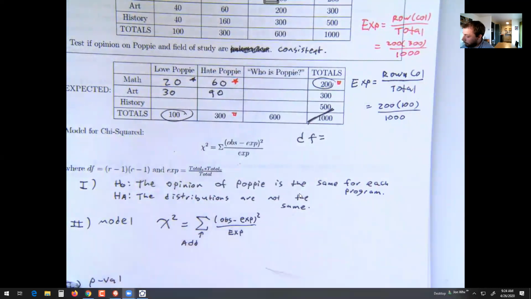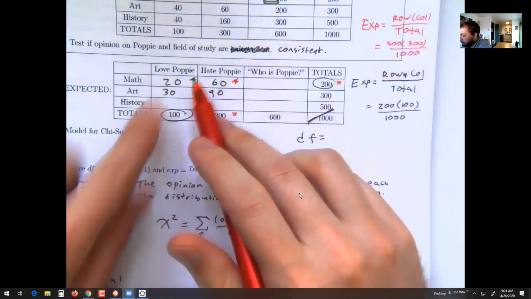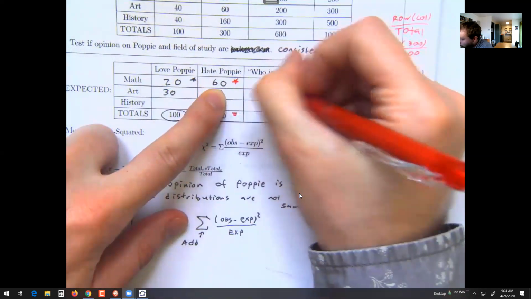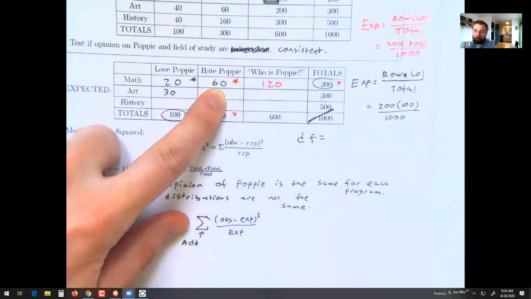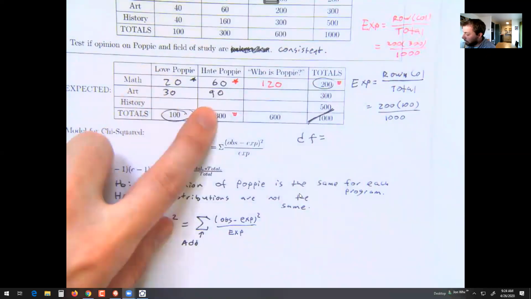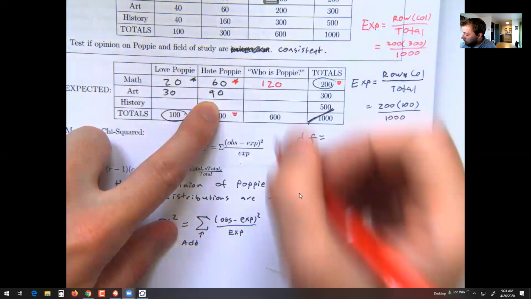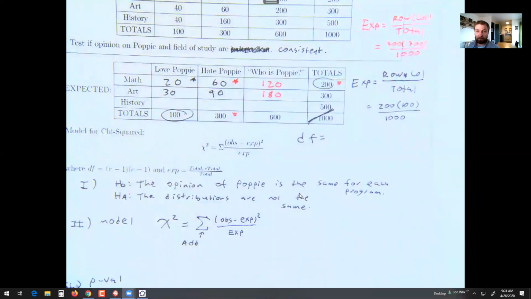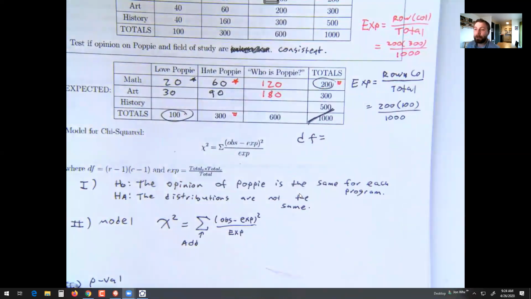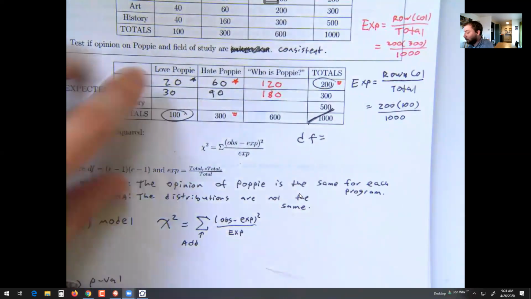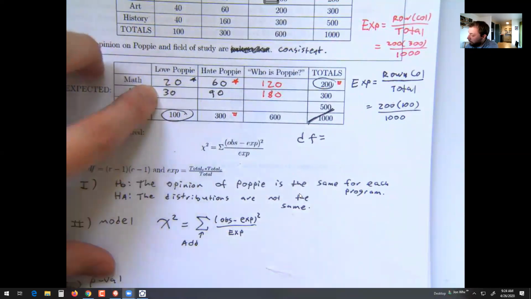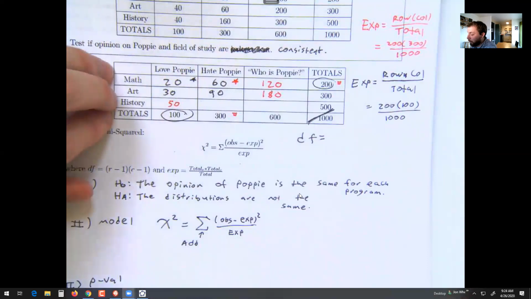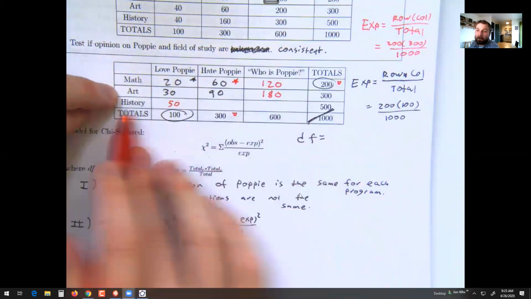So if I know the first two columns, then 20 plus 60, I'm at 80. I need 120 more to get 200. I have 30 and 90, I'm at 120. 120 and 180 gets me to 300. You could still use a multiplication trick if you like that thing. 20 plus 30 gives me 50. 50 plus 50. So if I know all but one of the rows, I can solve for that last row.